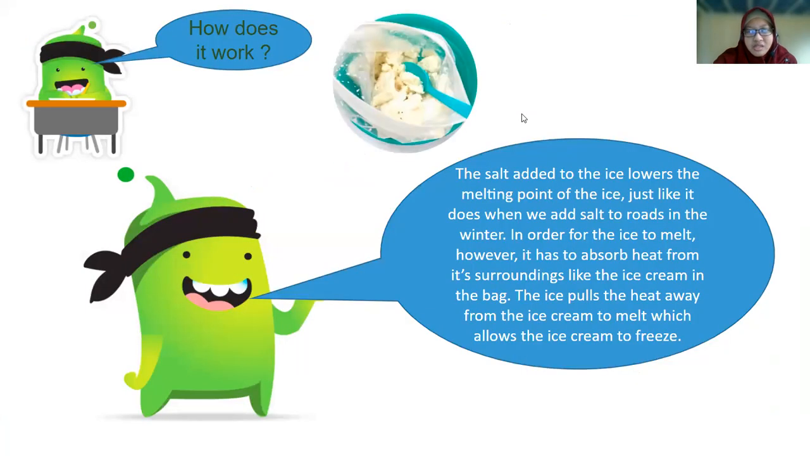Okay, this is the explanation. Why do we have to add salt? The salt added to the ice lowers the melting point of ice, so it won't melt at 0 degrees. Just like it does when we add salt to roads in the winter in order for the ice to melt. However, it has to absorb heat from its surroundings, like the ice cream in the bag. So the heat contained inside the milk is absorbed or taken away by the salt. So that's why we need salt.